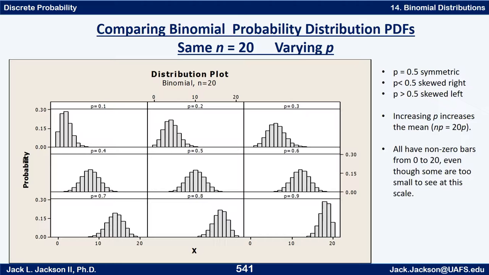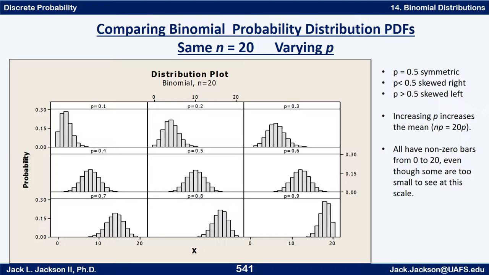Then we take p is 0.3. 0.3 times 20 is 6. I think it's this one right here. I think the 0 bar is so short you can't see it. And these bars out here are hard to see. Okay, and so forth. And so the mean is moving to the right as p gets bigger. You can see the center of this thing is shifting right as we go along.